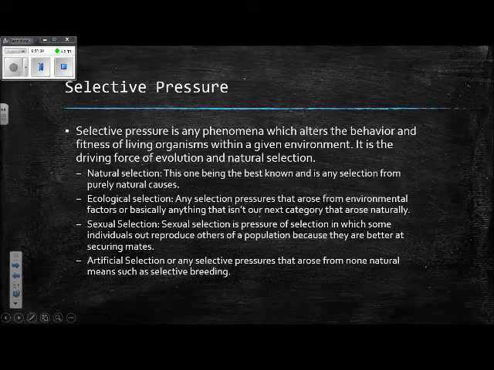All right, so selective pressures. A selective pressure is any phenomenon which alters the behavior and fitness of living organisms within a given environment. It's the driving force of evolution and natural selection. So natural selection we talked about last class. It's the one best known, and is any selection from a purely natural process. Okay, so again, we kind of talked about how the finches evolved, right?